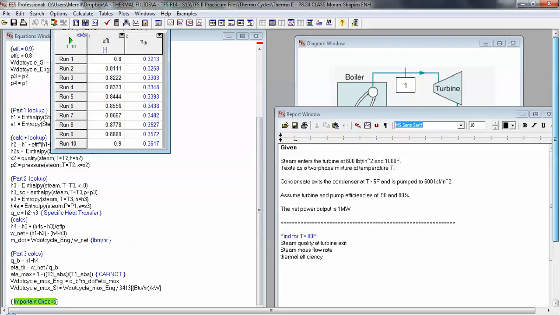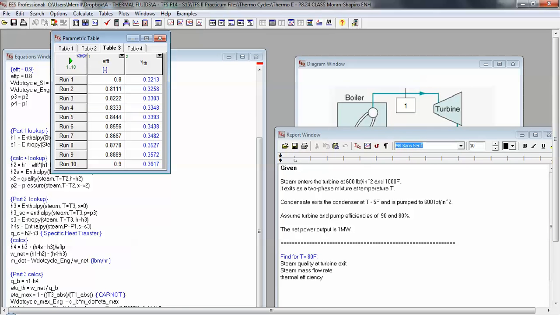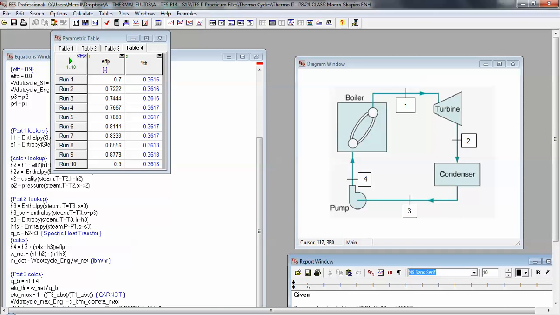If you want to see the impact of pump efficiency, you can repeat the same process. You'll find that there's very little impact of pump efficiency. And that's consistent with the fact that the pump in a Rankine cycle requires very little work compared to the outgoing work of steam expanding in the turbine. I hope this has been helpful.